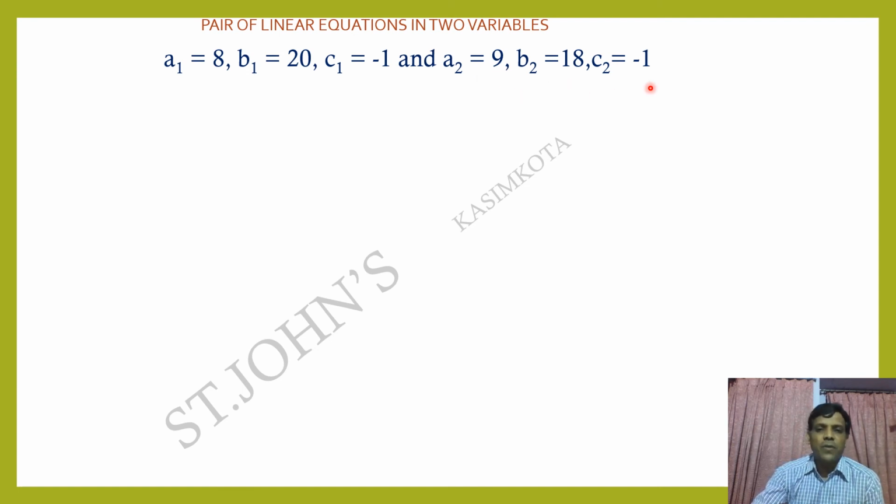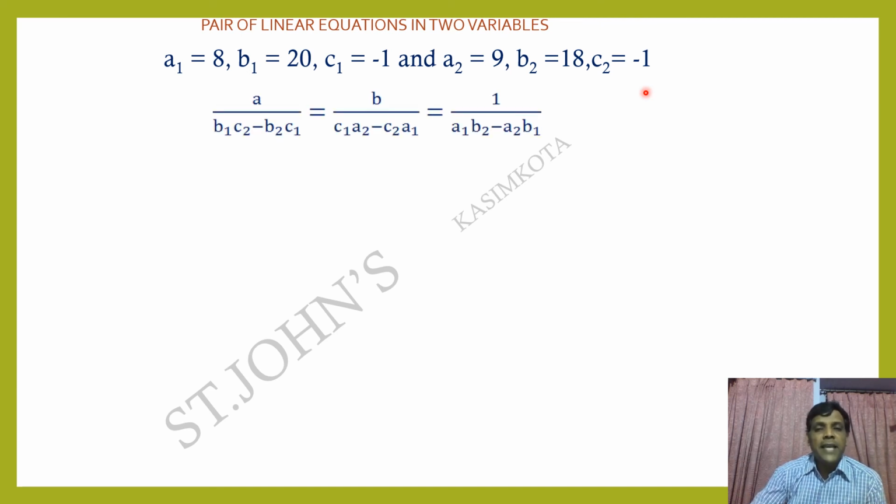These coefficients. Okay, read out the formula, the cross multiplication method formula. Here the equations are based on a and b values, that's why a and b. a by b1 c2 minus b2 c1 equals b by c1 a2 minus c2 a1 equals 1 by a1 b2 minus a2 b1. So substitute all coefficients and constants in the given places.